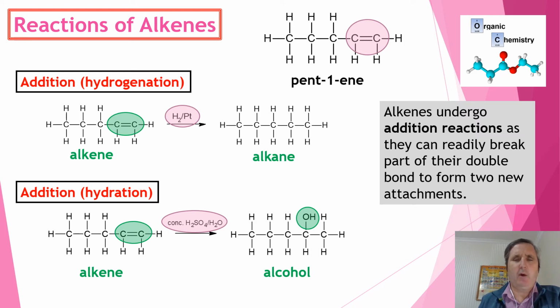Now alkenes, the reactions that are most important for alkenes are addition reactions. And it's because they have that double bond and one of the bonds breaks and it's got 2 places to add new things. So this is 2 of the addition reactions.